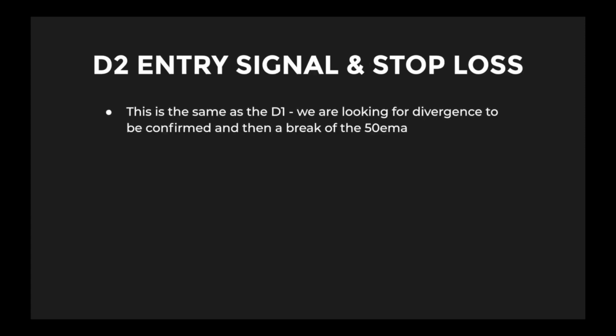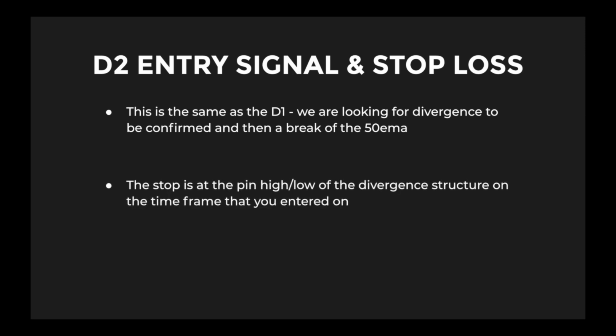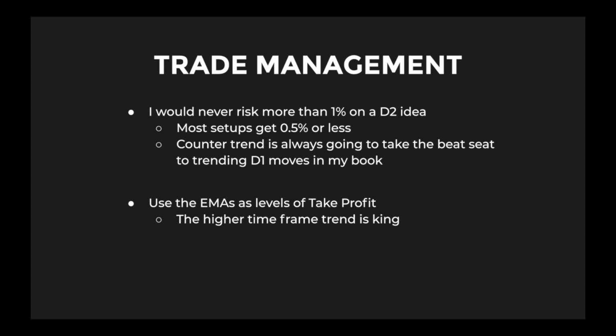Now, the entry signal is very similar to the D1. We're looking for the divergence to be start, set, and confirmed. There's 3 hits at least for the highest probability divergence, and we're then looking for the break of the 50 EMA for the entry signal. The stop is exactly the same as the D1 as well. It's going to go to pin high or pin low of the divergence structure on the time frame that you entered on. Now, for trade management, I would never risk more than 1% on a D2 entry.